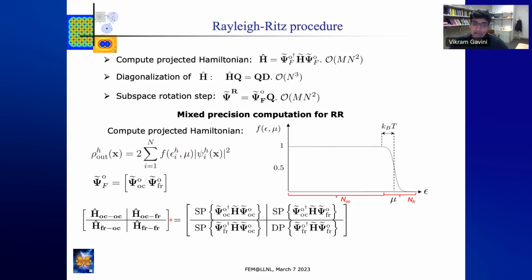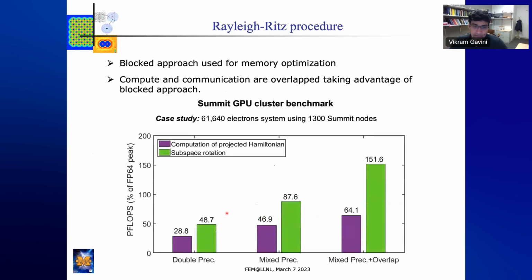And that is the reason we can split the states that we want into an occupied space and fractionally occupied states. For the fully occupied states, we can do the computation in single precision. It's only in the fractionally occupied states that we would need to do double precision. And so we can bring about a mixed precision aspect even in this particular step. And again, you can see that there is a substantial benefit from going from double precision compute to the mixed precision algorithm, and a further boost when we overlap compute and communication.